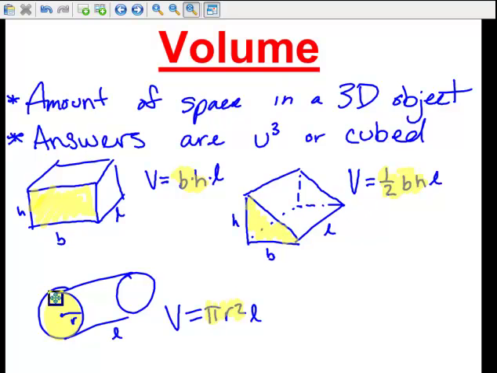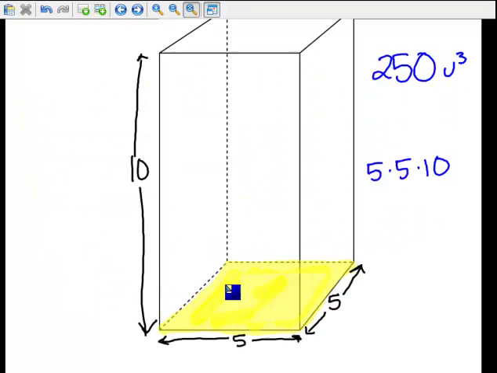And then finally, on the cylinder, we have the area of a circle, pi times r squared, times that third dimension L, and that gives us the volume. So there's 3 dimensions in volume. And so in this rectangular prism, the area of the base, 5 times 5 is 25, times the height, 10, gives us 250 units cubed.